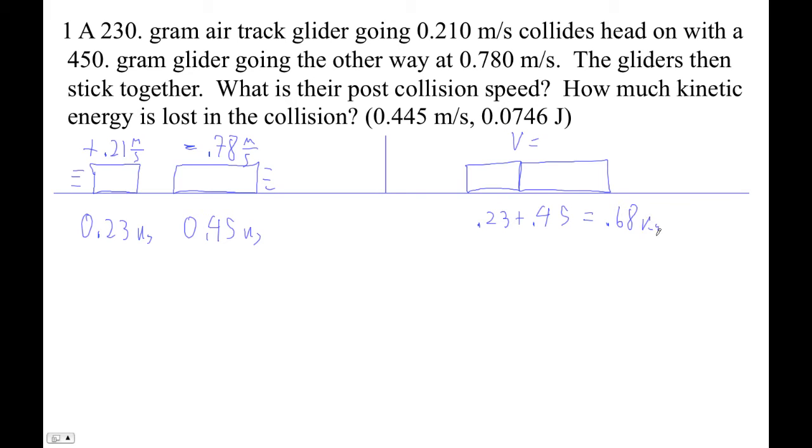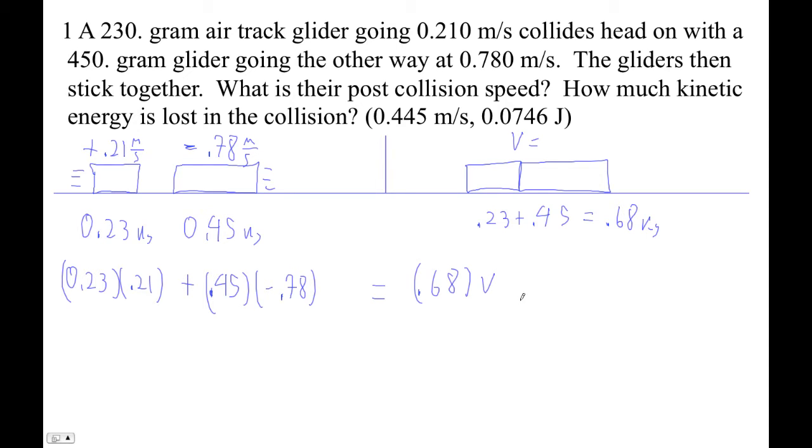All right, so now we're ready. We can solve our momentum problem, right? So 0.23 times 0.21 plus 0.45 times negative 0.78. It's almost certainly going to be more, right? Okay, equals 0.68 times V. All right, here we go.